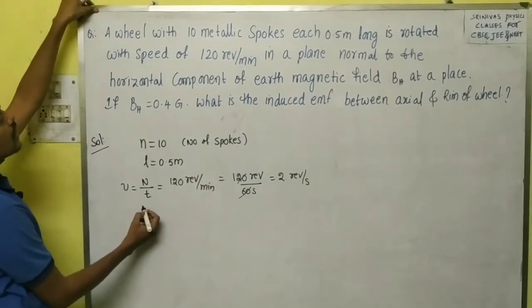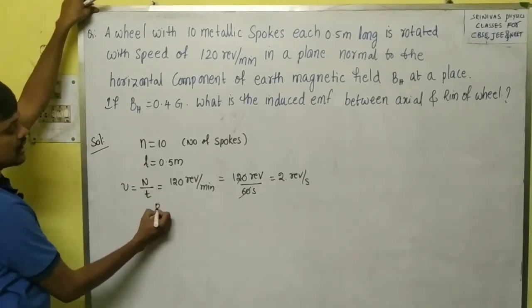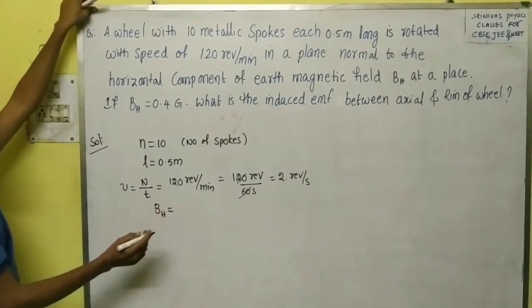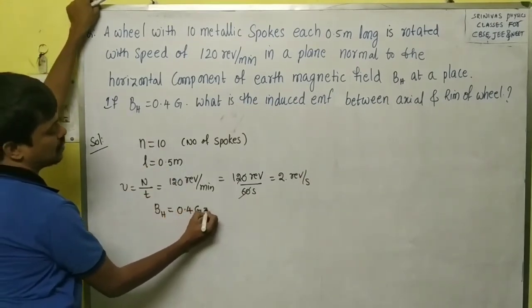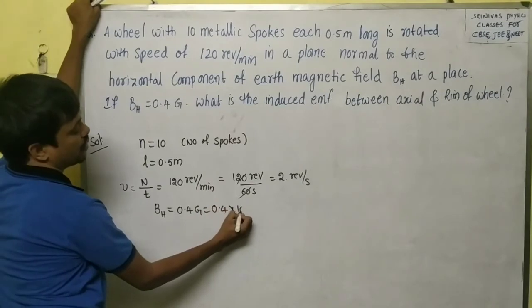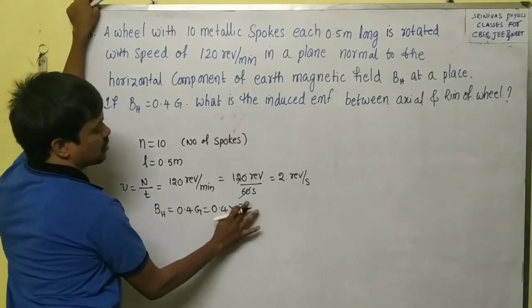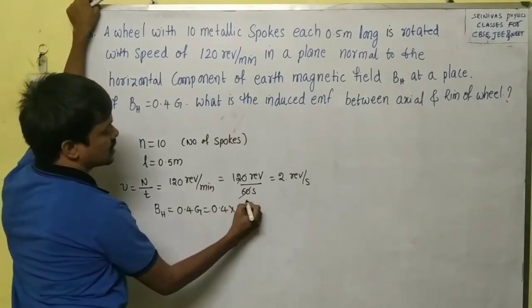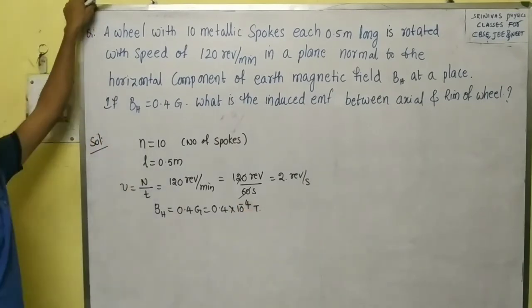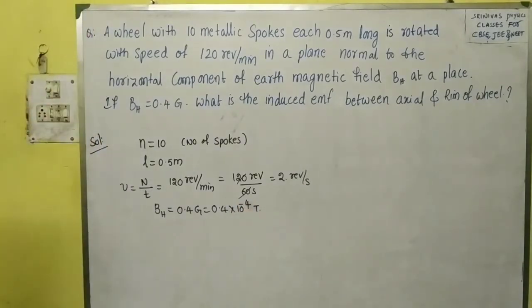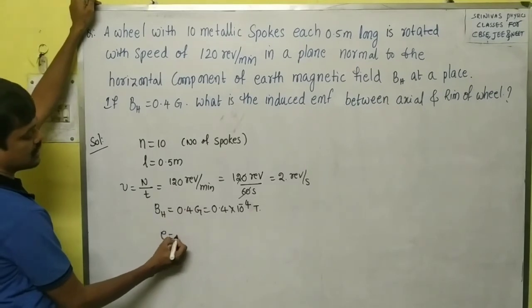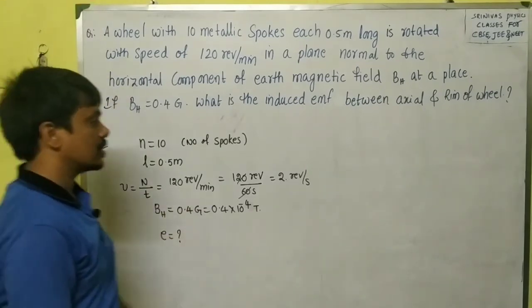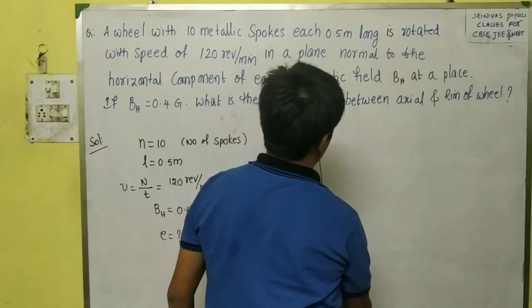And this wheel is rotating in the horizontal magnetic field, the earth's magnetic field. The earth's magnetic field is given as 0.4 Gauss, converting to Tesla: 0.4 into 10 to the power of minus 4, since 1 Gauss is equal to 10 to the power of minus 4 Tesla. Next, what do I want? I want the induced EMF. You know the induced EMF formula, which is independent of the number of spokes.